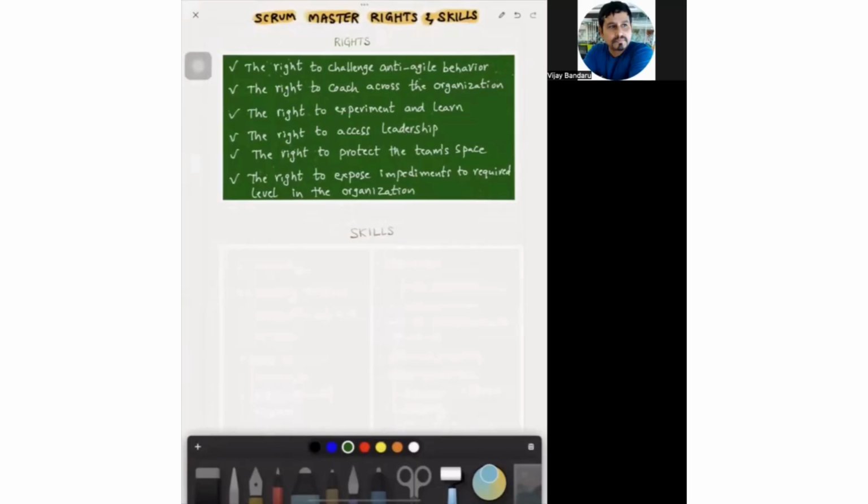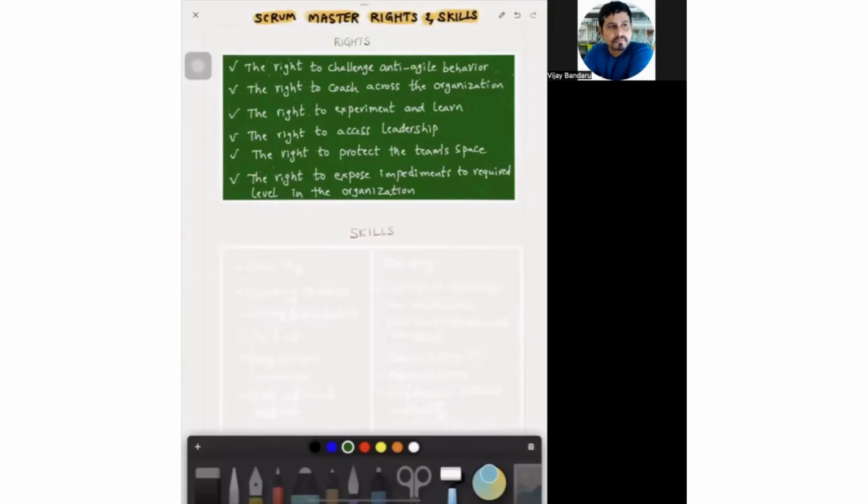And the right to coach across the organization, not only the team members, anywhere in the organization ladder, anything coaching related, Scrum Master has the right to coach a particular person or the team. And the right to experiment and learn, especially when the developers are implementing something, the Scrum Master has a right to ask them to do an experimental approach. Because experiment leads to knowledge, knowledge will improve.